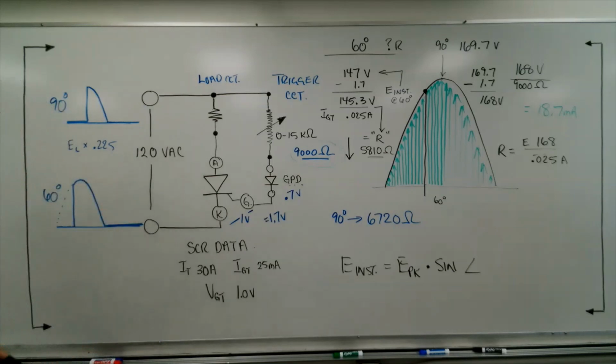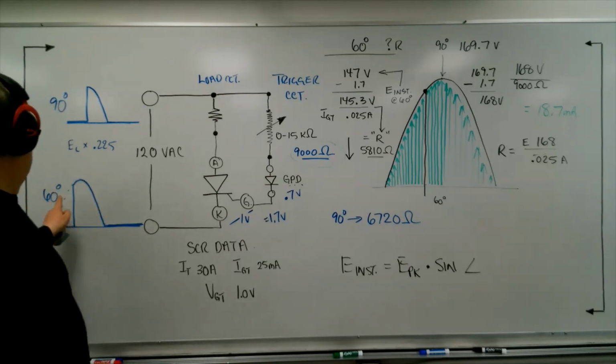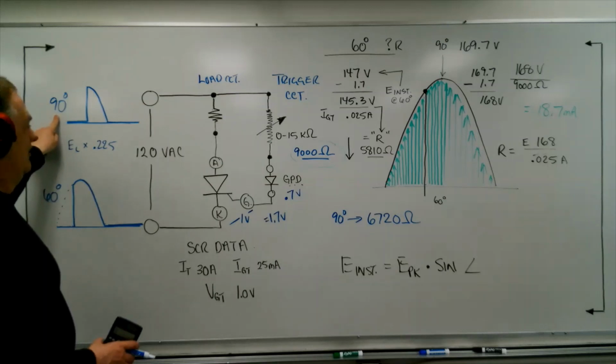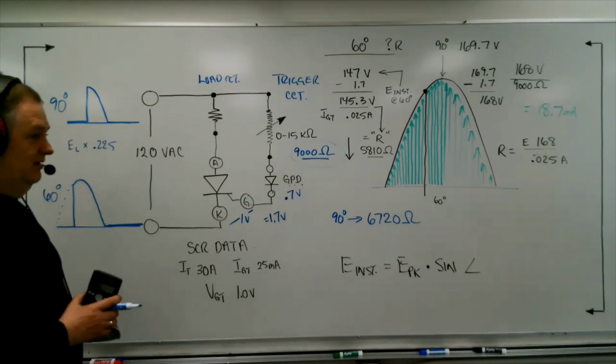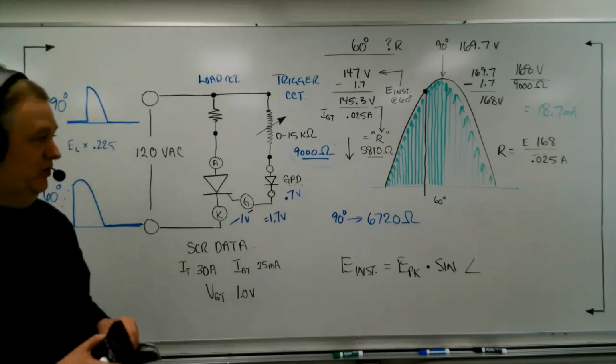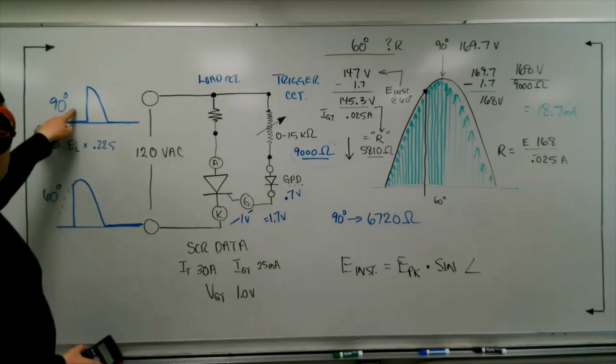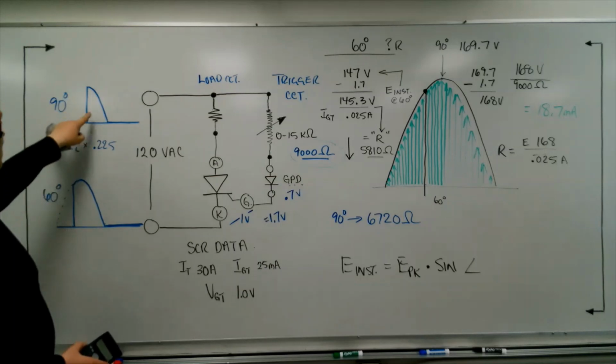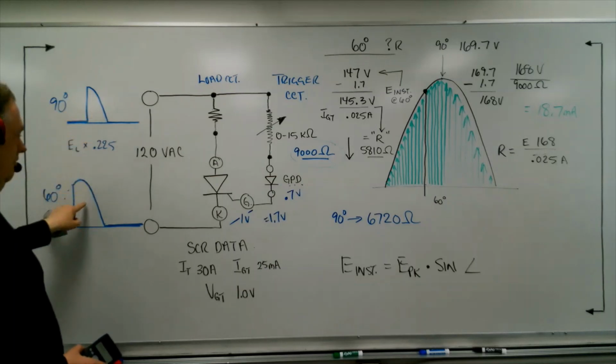So at 60 degrees, we're earlier than 90 degrees. And remember what I said, later firing is less voltage for the load. So this is later firing than this. That means this is less load voltage than this.